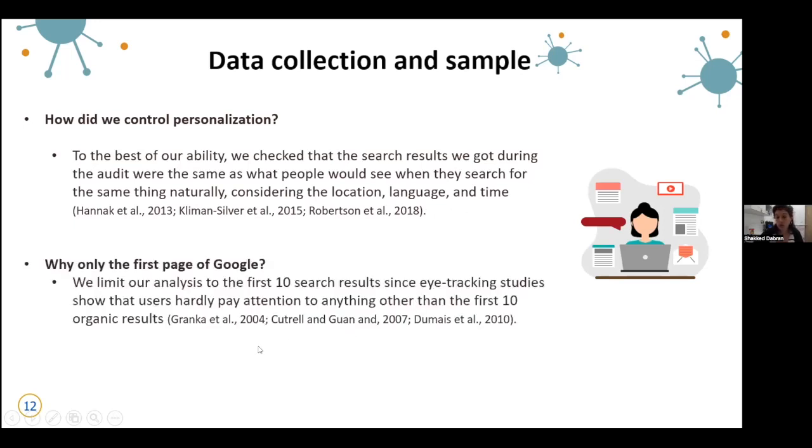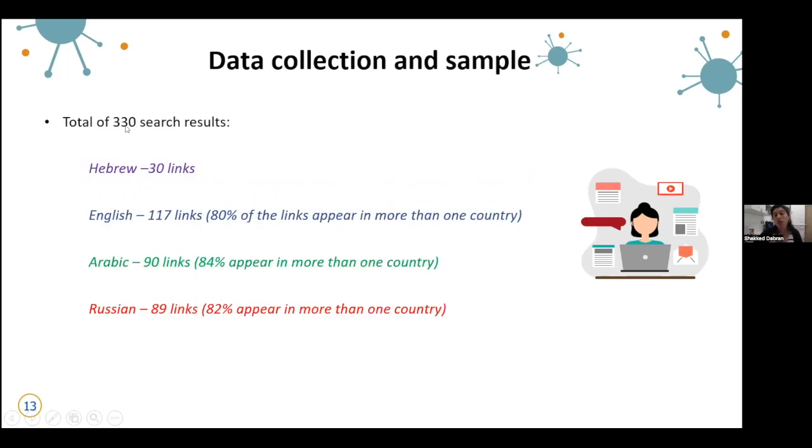Why only the first page of Google? We limit our analysis to the first 10 search results, since eye tracking studies show that users hardly pay attention to anything other than the first 10 organic results. From that, we came with 330 search results: 30 links in Hebrew, 170 links in English, 90 links in Arabic, and 89 links in Russian.